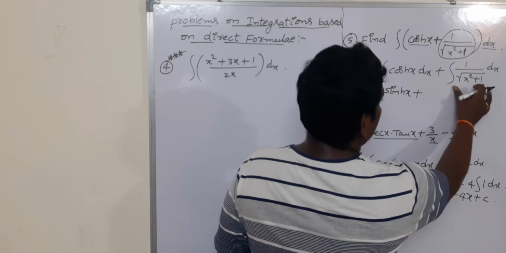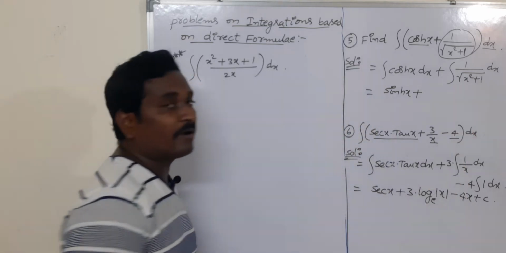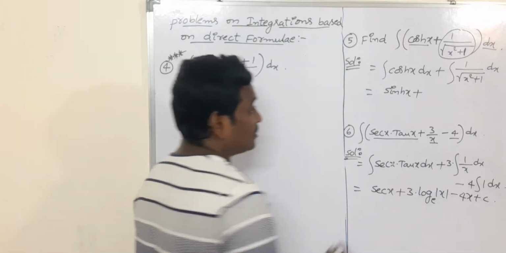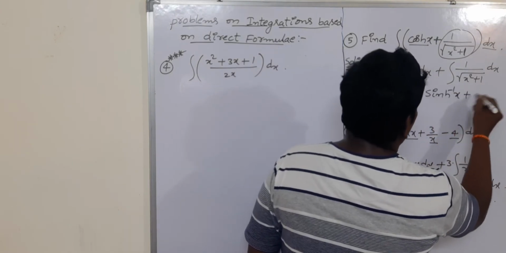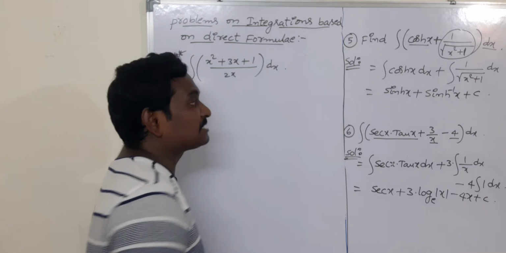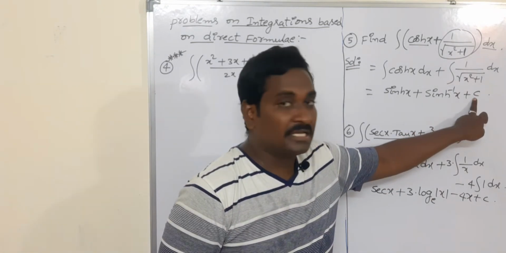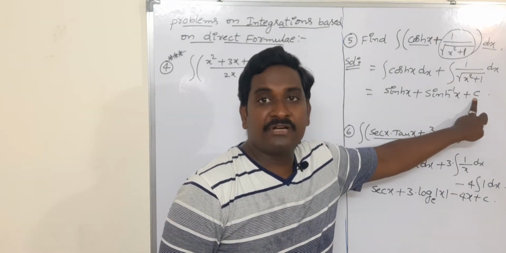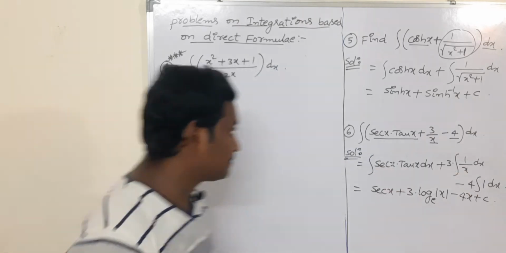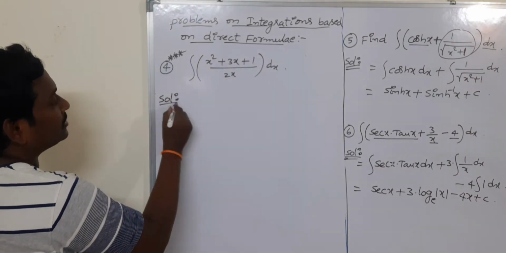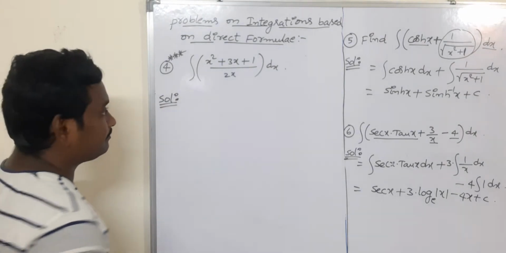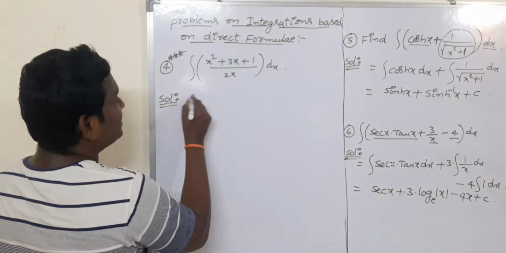Plus, what is this one? Integral 1 by root over x square plus 1, which is known as sin h inverse x plus c. Integration is completed for both parts, that's why I am adding constant c. Here c is called constant of integration, otherwise simply parameter. Come to this one. This is a very important problem for both Andhra and Telangana students. Consider the given integral.